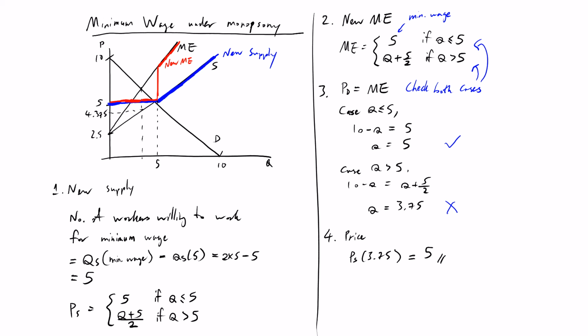And finally, you equate price to marginal expenditure. You equate demand to marginal expenditure. But you have to check both cases, because you now have two cases. You check both cases, you should be able to reject at least one of them. And the case you keep would be your solution, and then you figure out what the salary would be by substituting the quantity back into the supply curve.